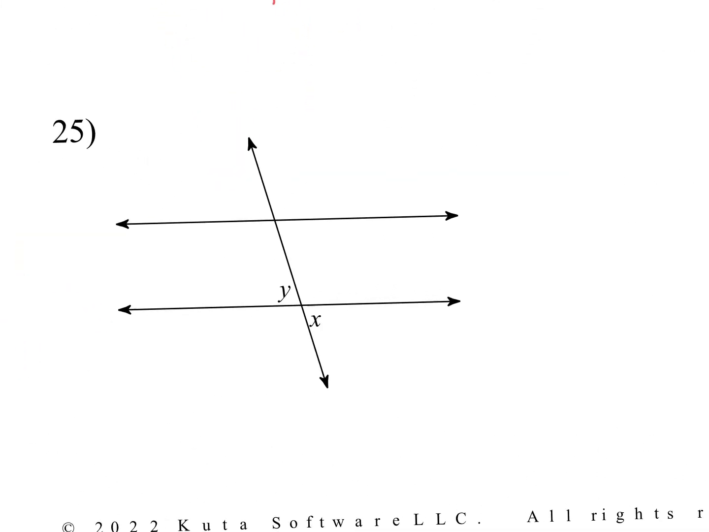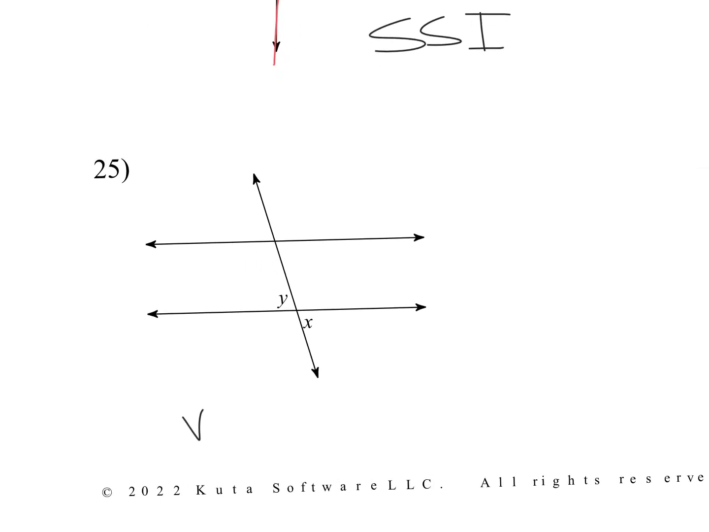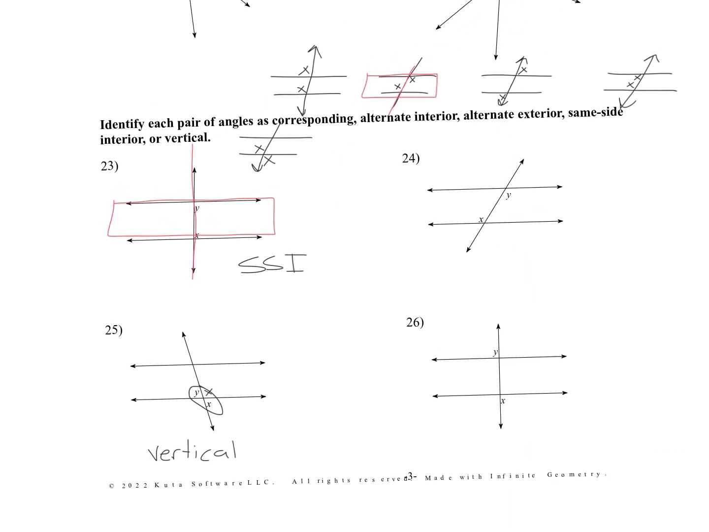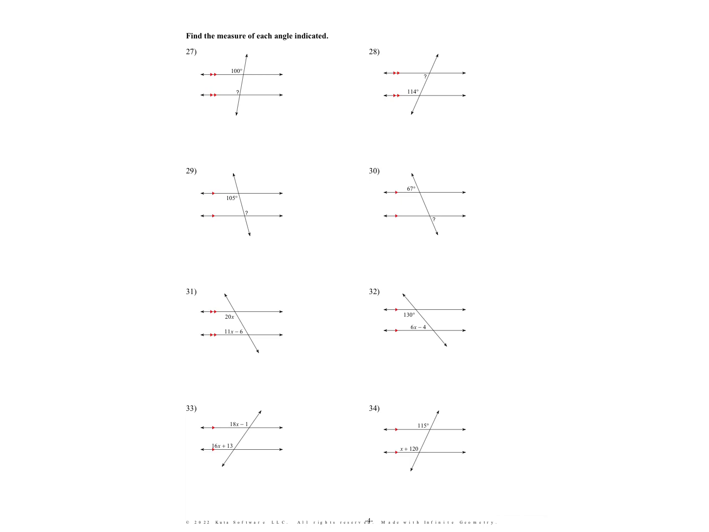Looking at 25, what do we notice about that one? Vertical. Why are they vertical? They're right across from each other on the same line. Yep, on the same parallel line. What if the X was left of the line? Would it be just the linear? If it was right here, it would be a linear pair. Okay. Yep, good job. Any questions on those vocab terms? Nope. Okay, flip over to the next page.